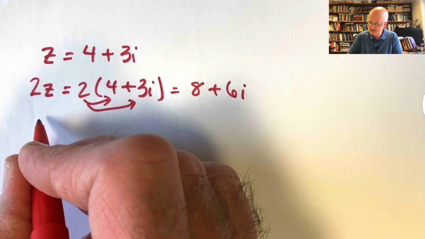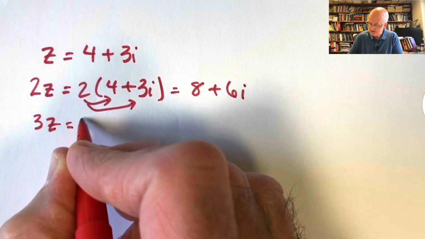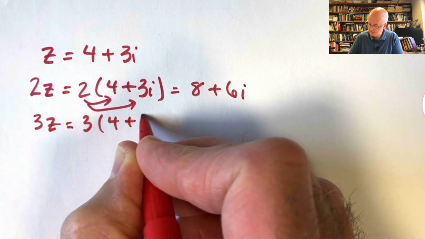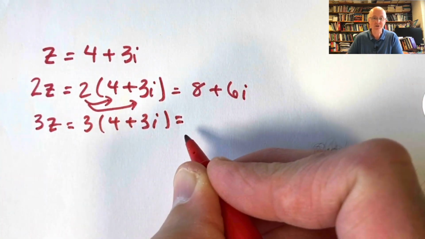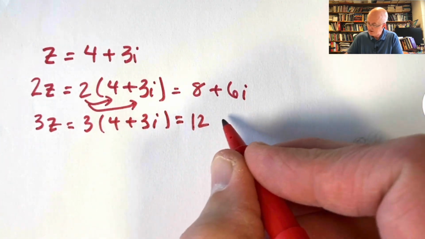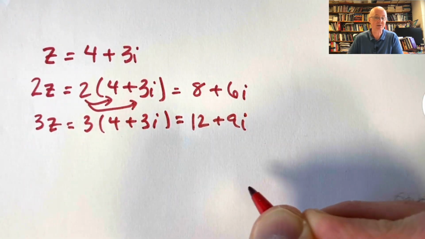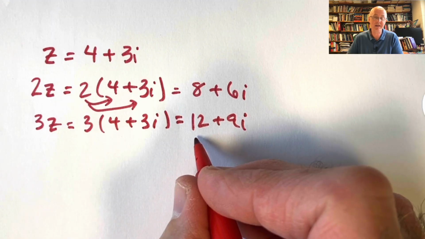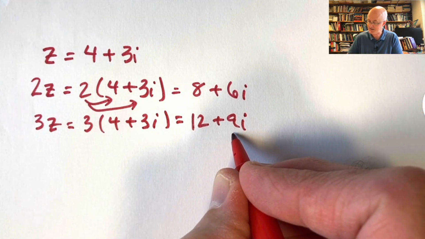How about if we multiplied z by 3? 3 times z is 3 times (4 plus 3i). Once again, do what we just did before. Distribute the 3 through. 3 times 4 is 12. 3 times 3 is 9. The answer is 12 plus 9i. The real part of the answer is 12, and the imaginary part of the answer is 9.